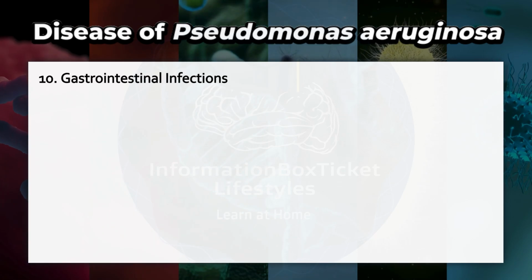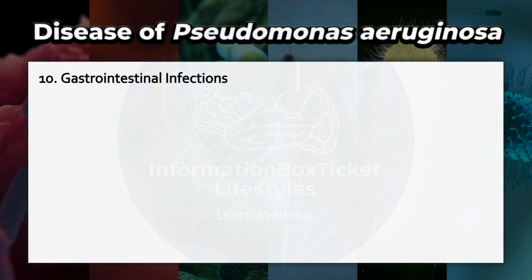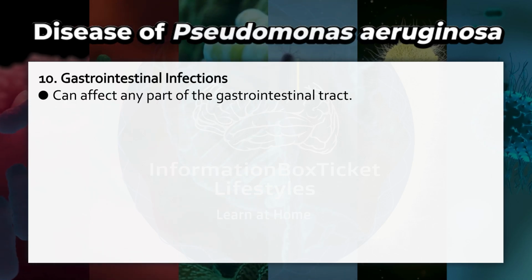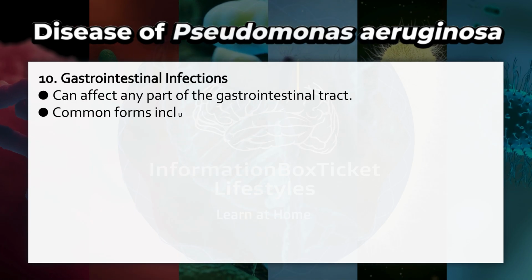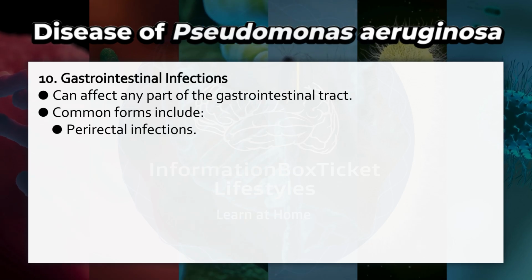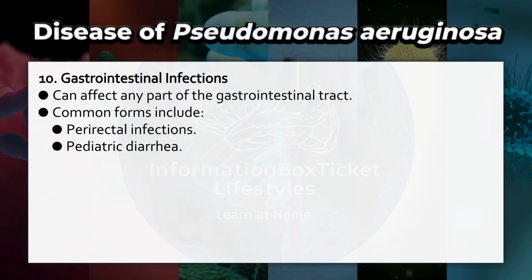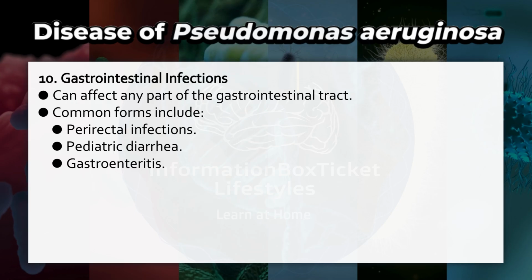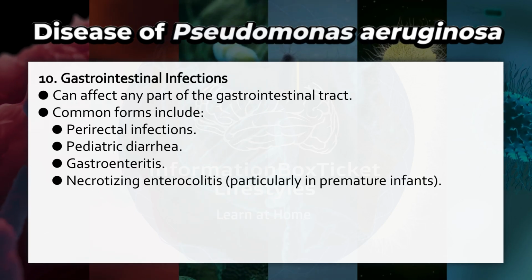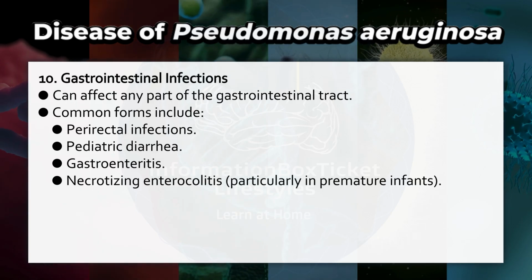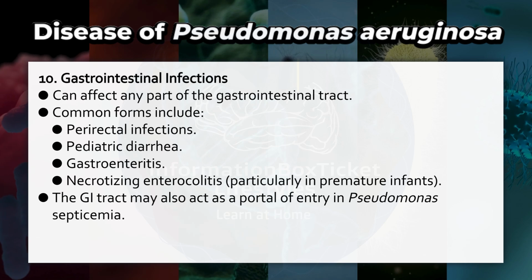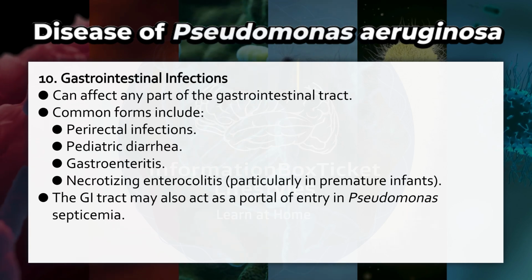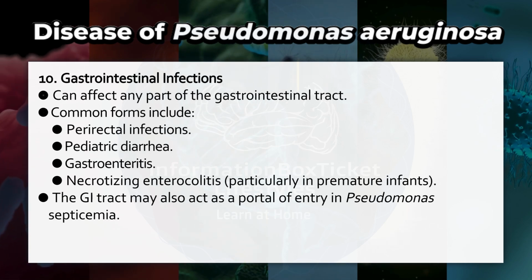10. Gastrointestinal infections. Can affect any part of the gastrointestinal tract. Common forms include perirectal infections, pediatric diarrhea, gastroenteritis, and necrotizing enterocolitis, particularly in premature infants. The GI tract may also act as a portal of entry in Pseudomonas septicemia.